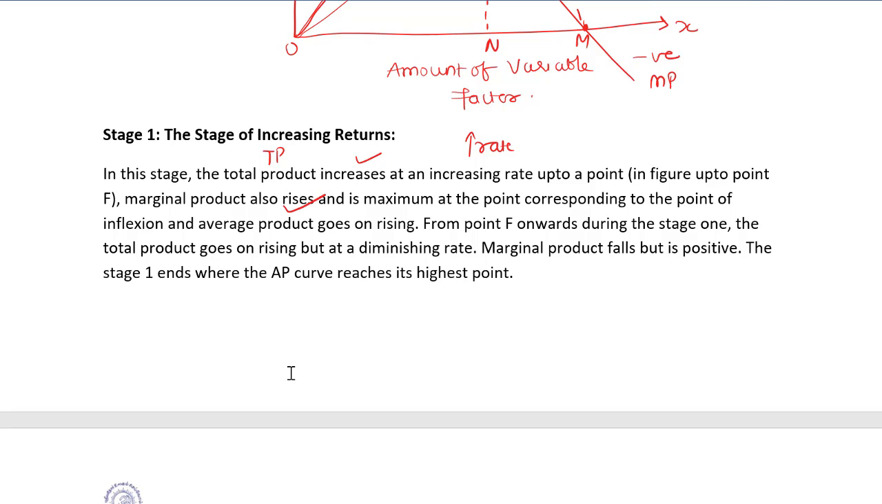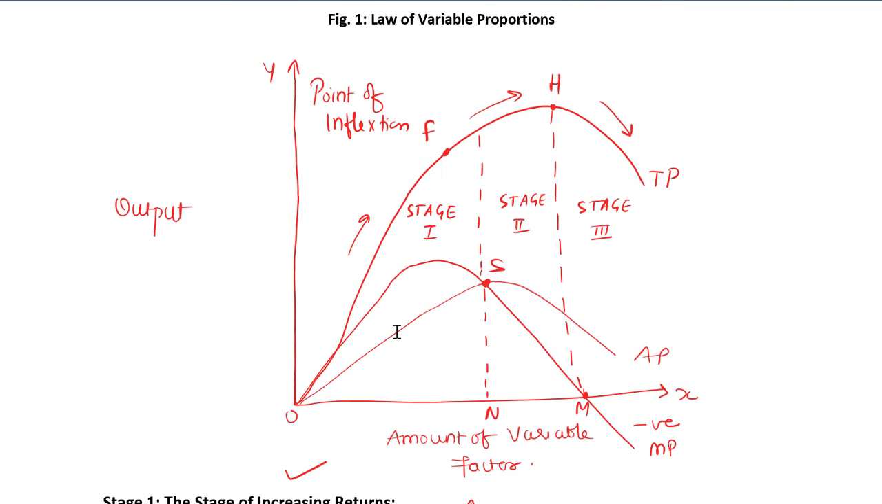The marginal product also rises and is maximum at the point corresponding to the point of inflection that we have just seen, and the average product goes on rising. So total product is rising, marginal product is rising, and average product is rising, and that is why it is known as the stage of increasing return. From point F onwards, during stage 1, the total product goes on rising at a diminishing rate. Over here, it goes on rising, but the rate is diminishing.